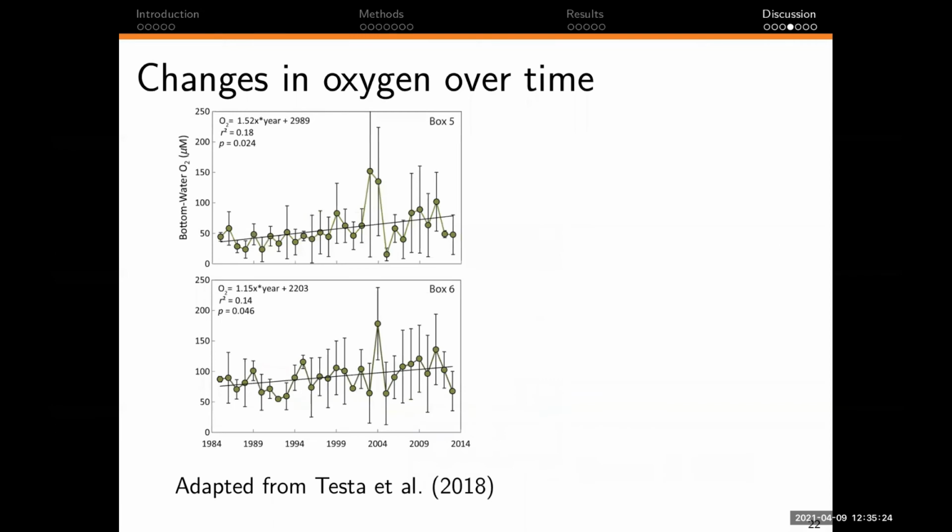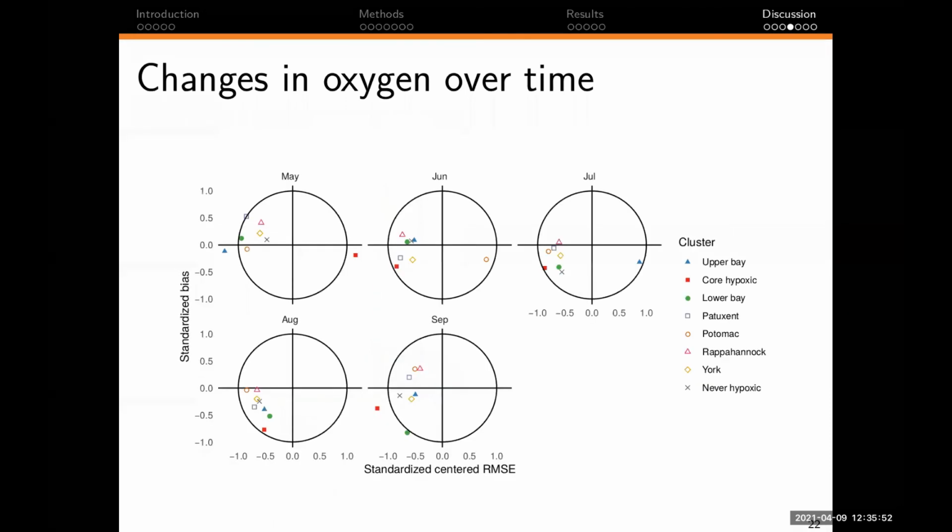Similarly, there have been observations of an earlier breakup of hypoxia and increased late summer oxygen concentrations in the lower middle part of the bay. This here is from Testa et al. 2018, showing some regions in the lower middle part of the bay and the oxygen concentrations increasing over time. And I think this is at least partially due to the decreased nitrogen loading that has been achieved as a result of those water quality programs.